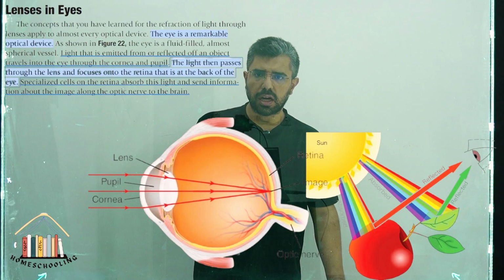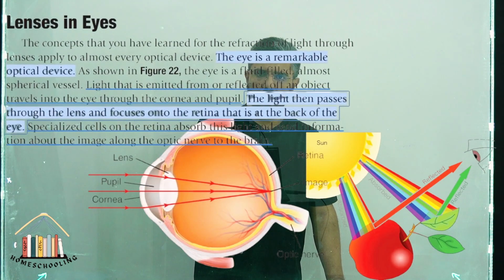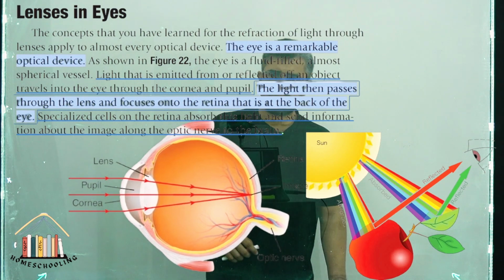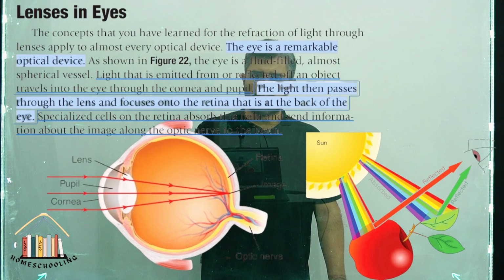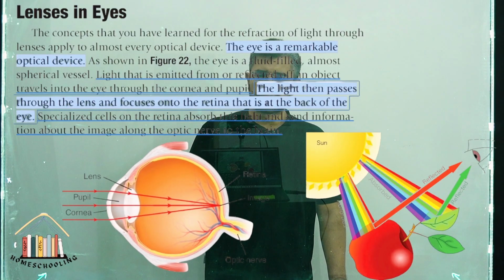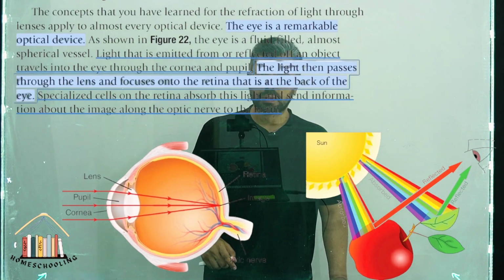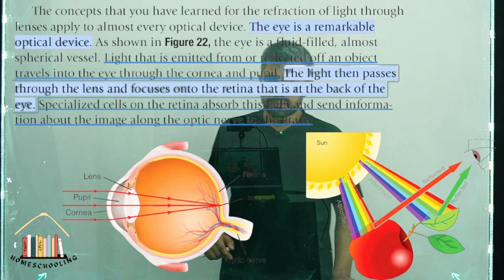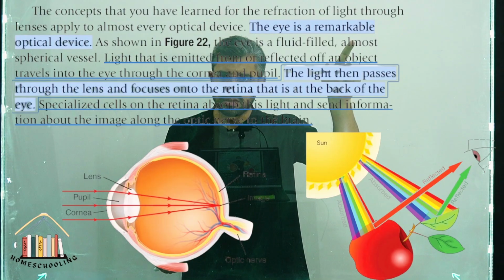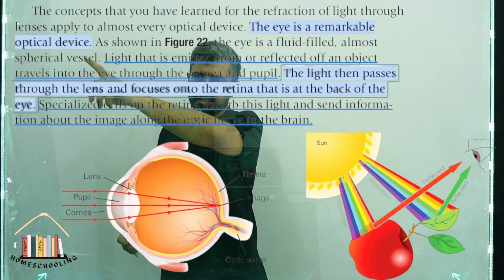So here we are. The chapter started by describing the eye as a lens. The eye is considered one of the most powerful lenses in nature, and it's a remarkable optical device.